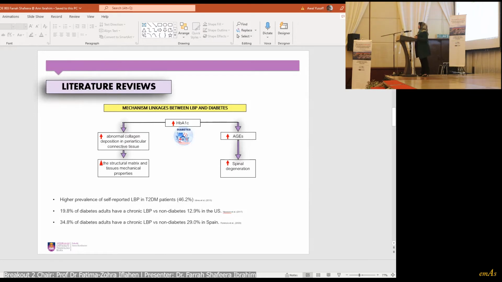Okay, at the same time, I would like to draw your attention here. We find from the literature a few other studies saying that the prevalence of low back pain is higher in the diabetic community compared to the non-diabetic.